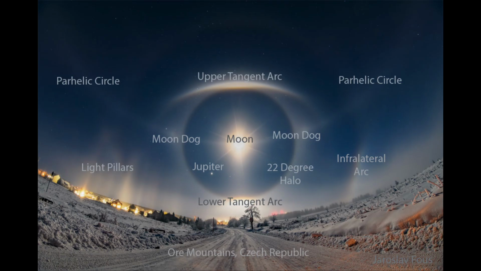The light pillars coming up from the ground do not have anything specifically to do with the moon. And we also see that bright object down to the lower left of our moon, and that is the planet Jupiter. Of course, its light has nothing to do with the moon either. But the arcs, the moon dogs, the halo, all of that comes from the light of our moon as it is bent by the ice crystals in Earth's upper atmosphere.